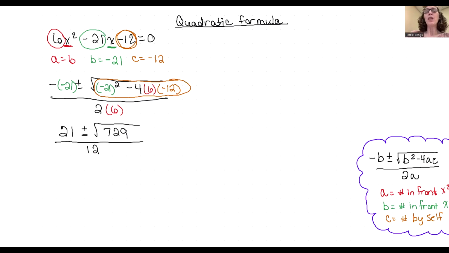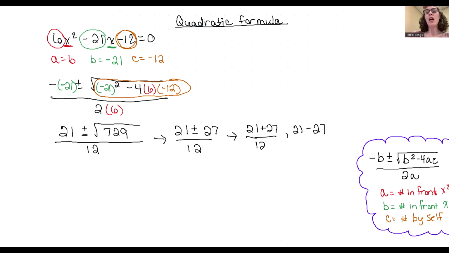From there, we're just going to simplify a little more. So we say 21 plus or minus the square root of 729. If you type the square root of 729 in your calculator, you are going to get 27. And that is all over 12. So we're almost done. We look at this and ask, what does that plus and minus mean? That just means we're going to separate this into two problems. We're going to have 21 plus 27 over 12. And we're going to have 21 minus 27 over 12.